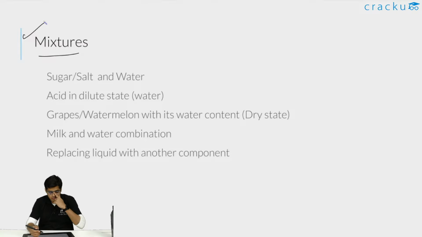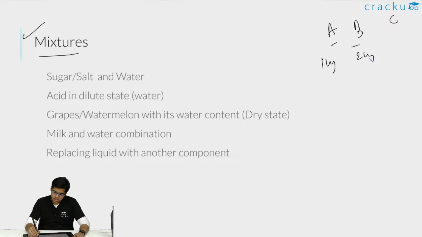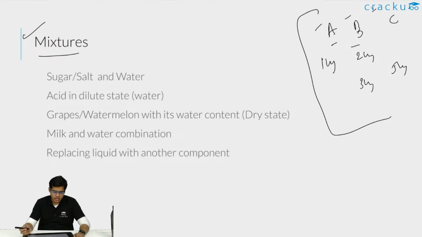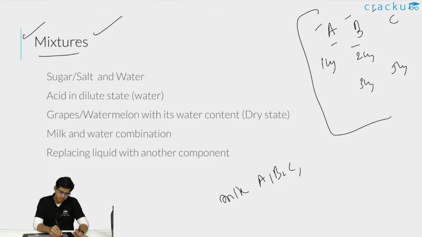So basically, mixtures means what? It means there are 2 substances, say A, B, or say 3 substances, A, B, C. The basic idea is to mix A and B in any ratio. Say I have taken 1 kg of A, 2 kg of B, or say 3 kg of B, 5 kg of C, right? So mix A, B and C in any ratio. That is what we call mixtures, right? We are just mixing and we are getting the thing, mixtures.